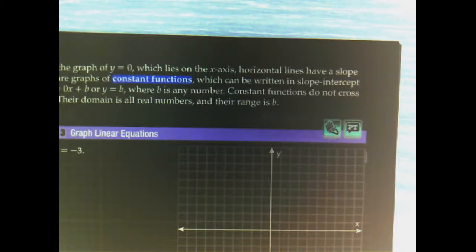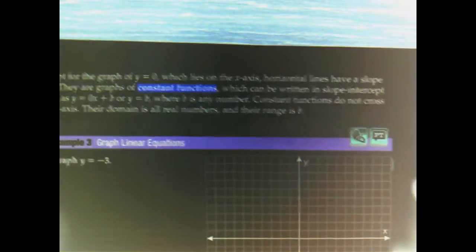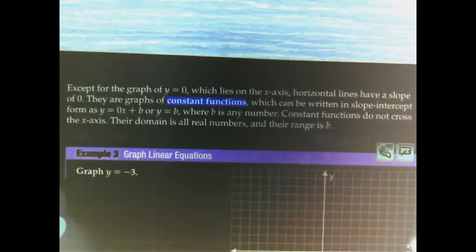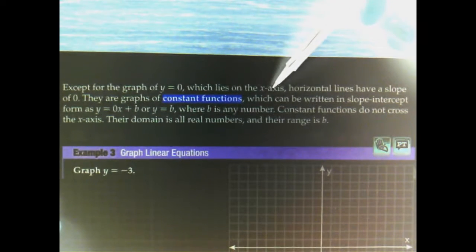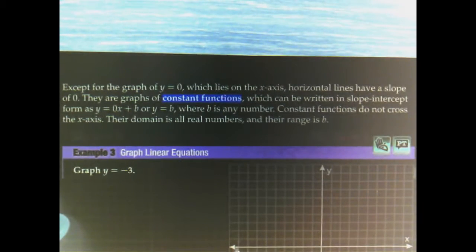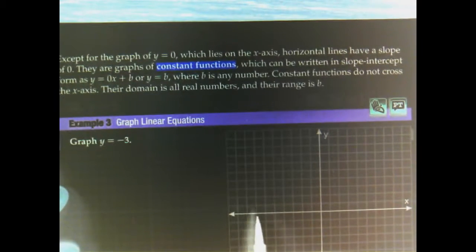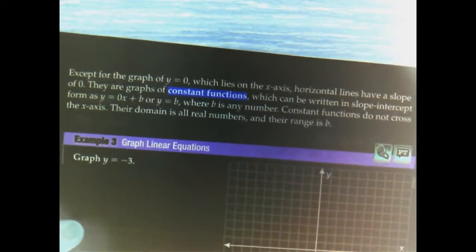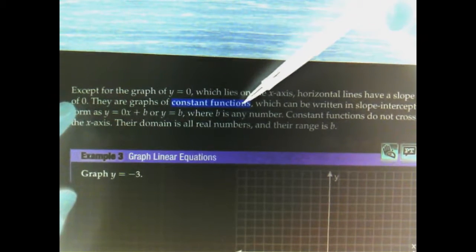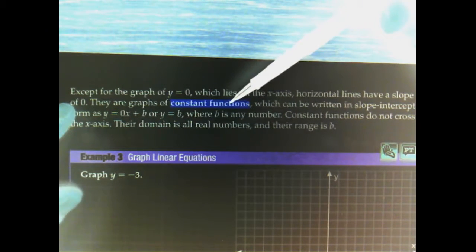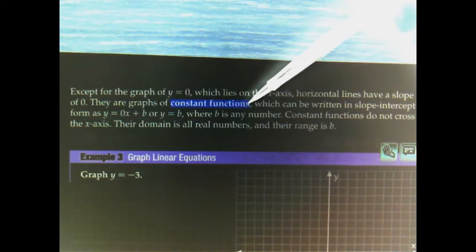So moving on, we have a couple of special cases. The graph of y equals 0 lies on the x-axis. That is the x-axis, y equals 0, a line right there. Horizontal lines have a slope of 0. They are graphs of what we call a constant function. They don't vary at all. It's the same value the entire time.